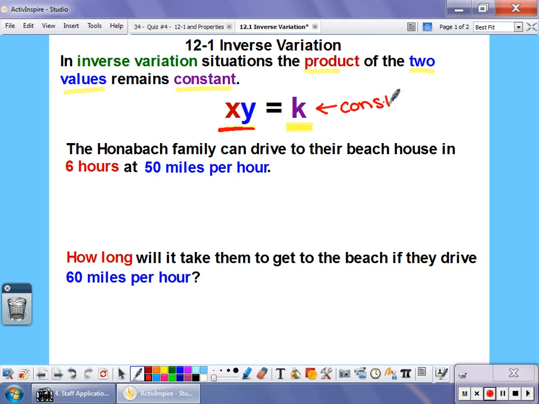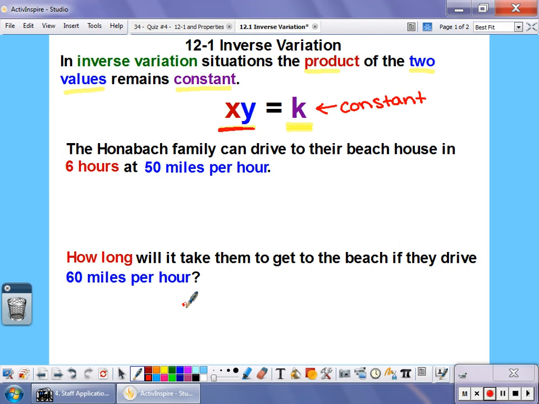Sometimes they'll give you the constant and one of your variables and ask you to go back and find the other variable that's missing. And what I'm going to do down here is show you two word problems that go along with the same situation. One where we're going to be looking for our constant, and the other where we're going to use that constant to help us find a missing value.